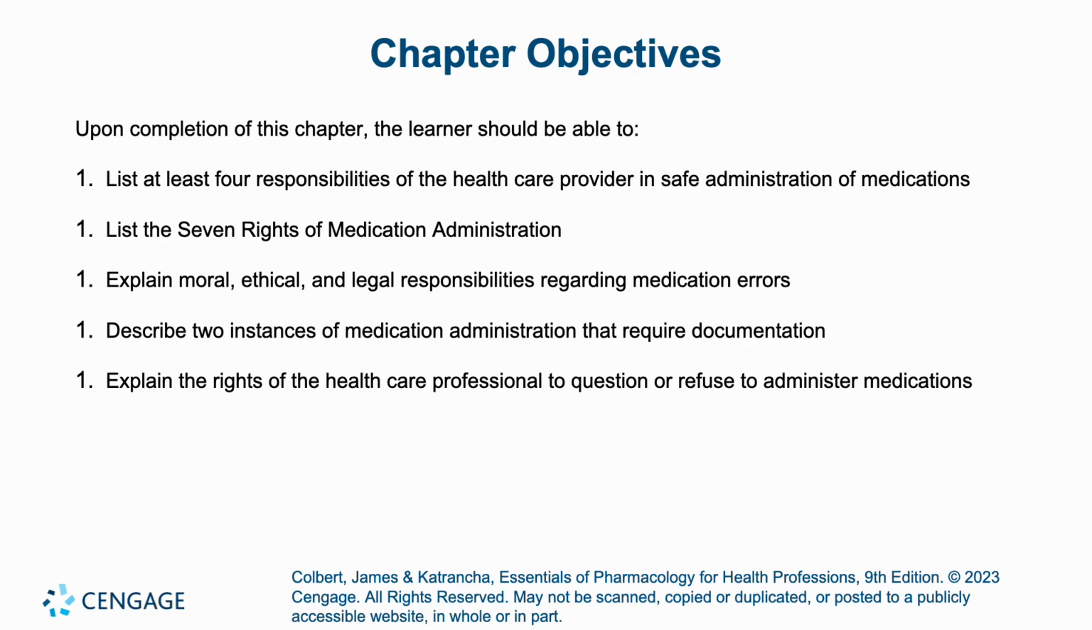Chapter Objectives. Upon completion of this chapter, the learner should be able to: 1. List at least 4 responsibilities of the healthcare provider in safe administration of medications. 2. List the 7 rights of medication administration. 3. Explain moral, ethical, and legal responsibilities regarding medication errors. 4. Describe 2 instances of medication administration that require documentation. And 5. Explain the rights of the healthcare professional to question or refuse to administer medications.